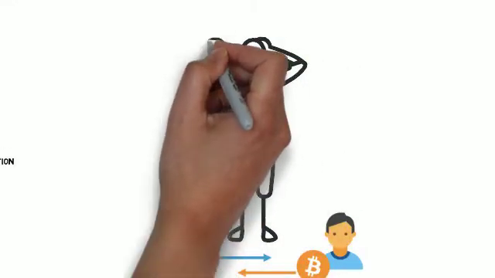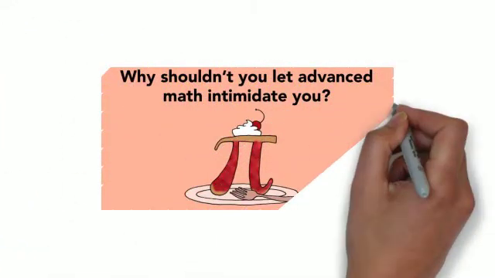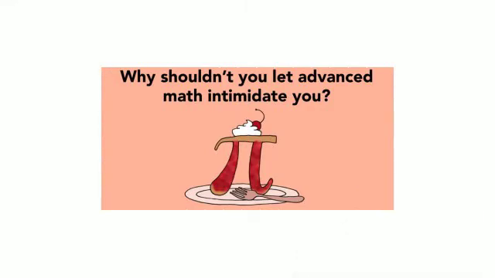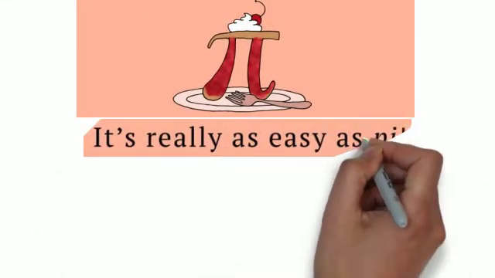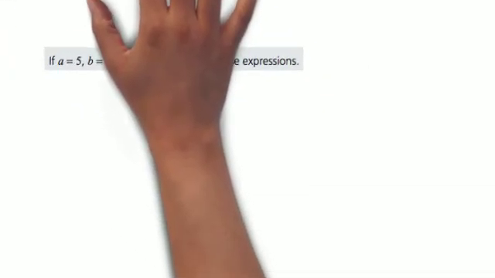Now, before we begin, I thought I'd insert a little joke today. It's just one I found on Google here. You should be able to see it now. Why shouldn't you let advanced math intimidate you? Just have a bit of a think about that for a couple of seconds. Because it's as easy as pie. And there you have the symbol used by some mathematicians to represent the ratio of a circle's circumference to its diameter.